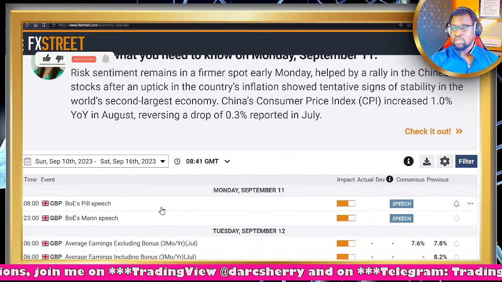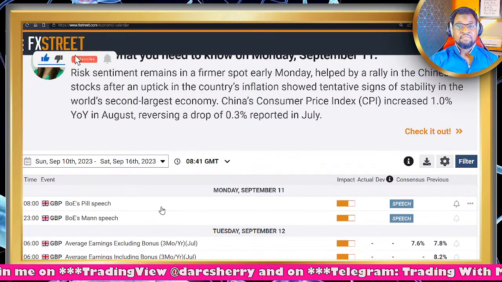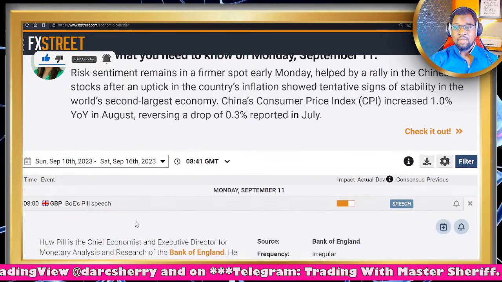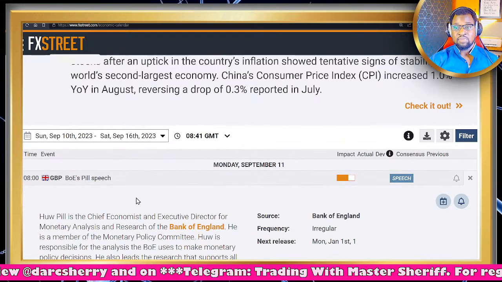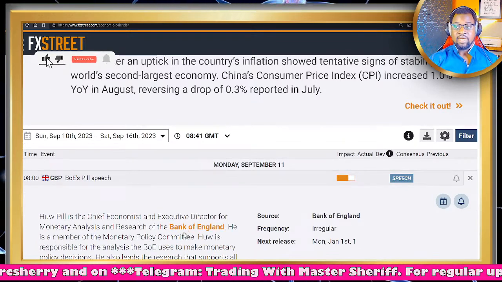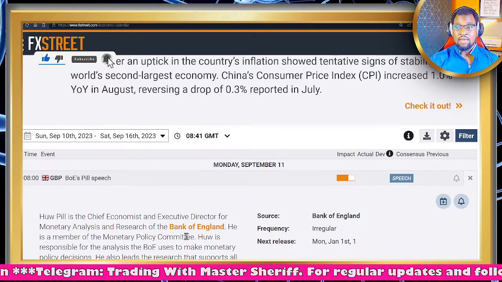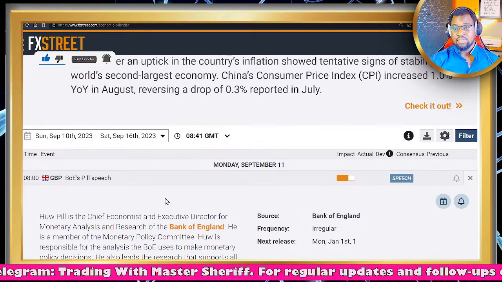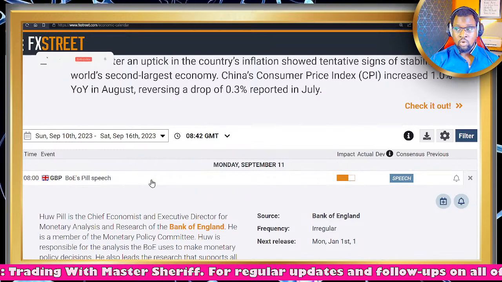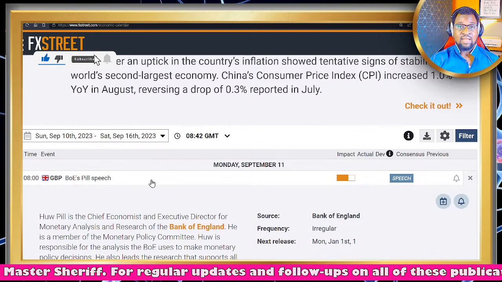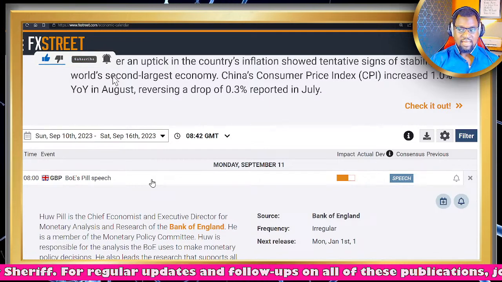And after including the medium impact events, I have a couple of speeches here. One is the Bank of England's Pill speech. Pill is the Chief Economist and Executive Director of Monetary Analysis and Research of the Bank of England. He gave a speech about an hour or two ago, and as the day goes by, we'll get to have a highlight of what was said there.